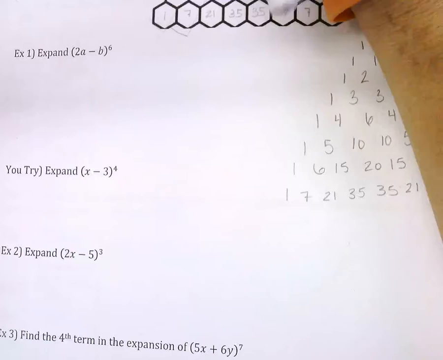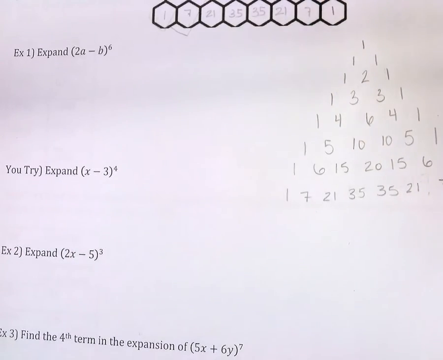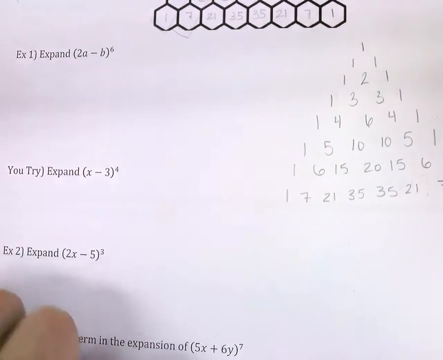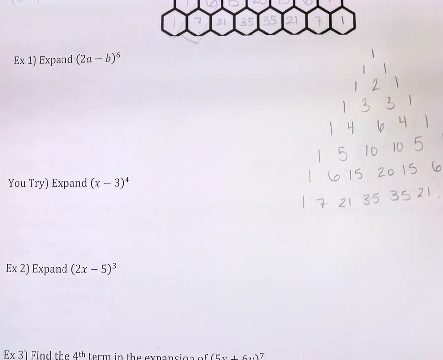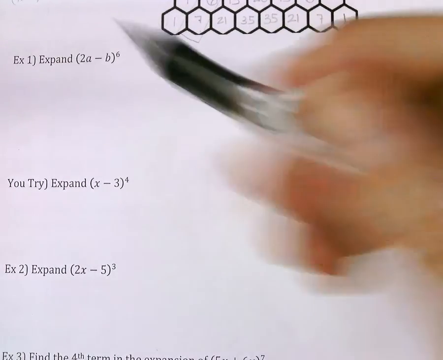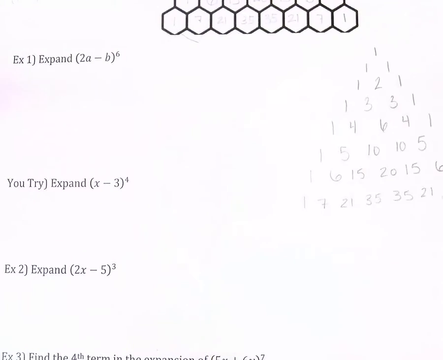Alright, so you're going to be given a question that will most likely say to expand a binomial. So you're going to turn the binomial into a polynomial. That's why this is in this chapter. So we're turning a binomial to the 6th power into a very long polynomial. You're going to need a lot of room for this.